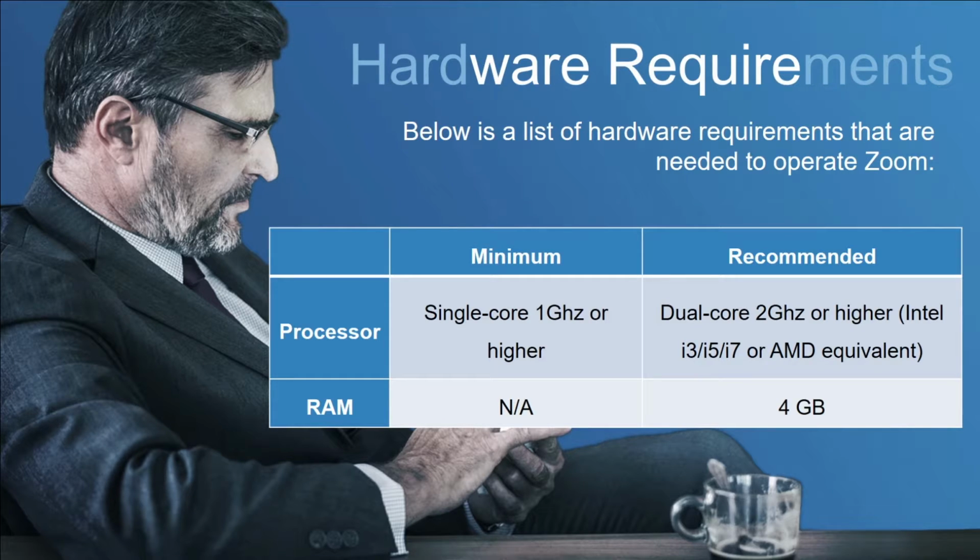In regards to the processor, for the minimum version, only a single core 1 GHz or higher is needed. On the recommended side, dual core 2 GHz or higher, as well as Intel i3, i5 or i7 or any other AMD equivalent. For the RAM, any amount of RAM is able to operate Zoom at a minimum level, but it is recommended that you at the very least have 4 GB of RAM to fully utilize the capabilities of Zoom.